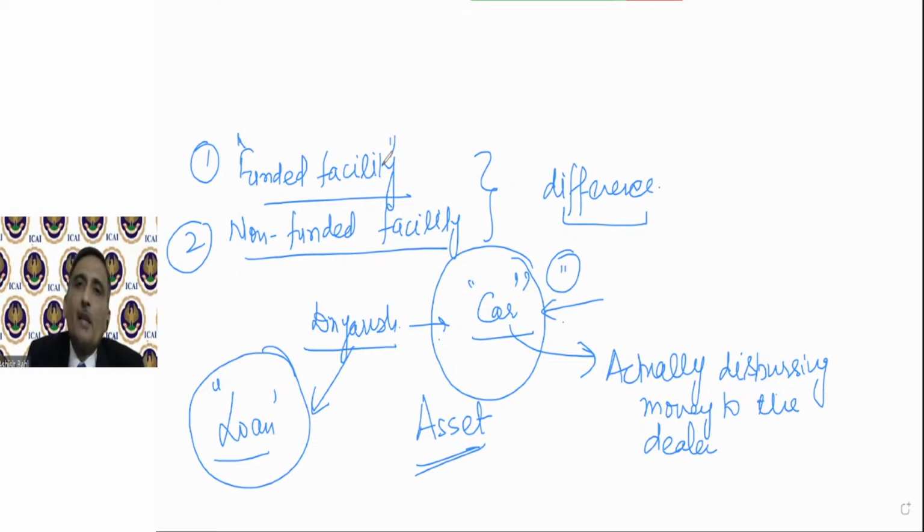Okay, so similarly you take the example of a housing loan. When somebody needs money for building a house, then actually the bank transfers money to the account of that person. Okay, so it is an example of funded facility.